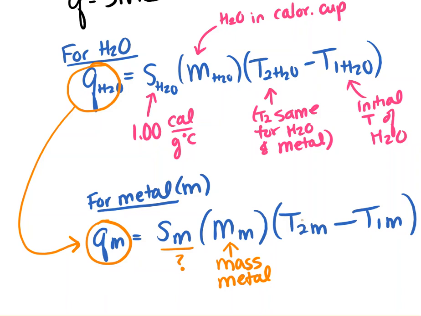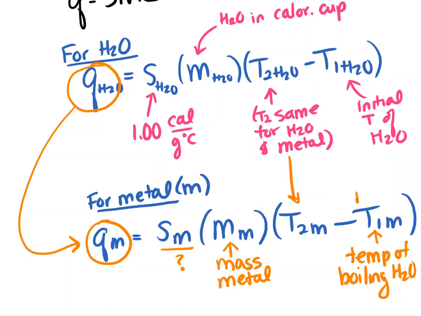And then remember that our T2 is the same for both metal and water. And then this T1, this is a tricky part. Remember, this is the temperature of the boiling water. And it's not exactly 100 degrees C. You have to see what your given is.